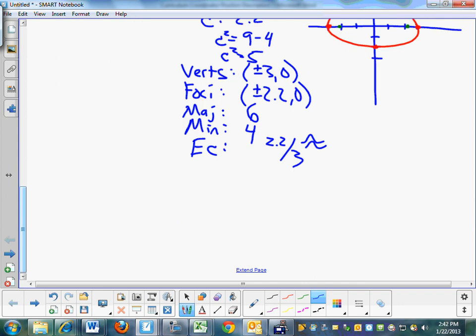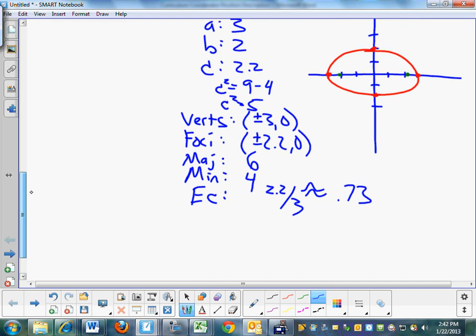Okay, 2.2 divided by 3 is like 0.73, something like that. So this one isn't stretched quite as much as the other one. With a value of 0.73, it looks more like a circle than the other does.